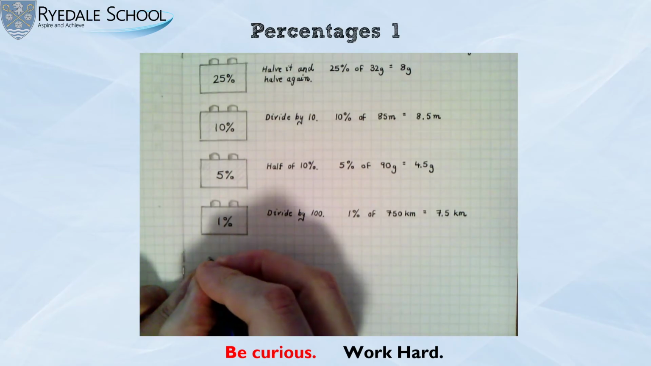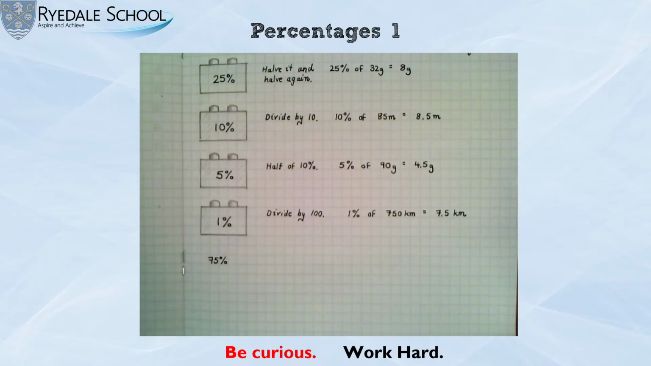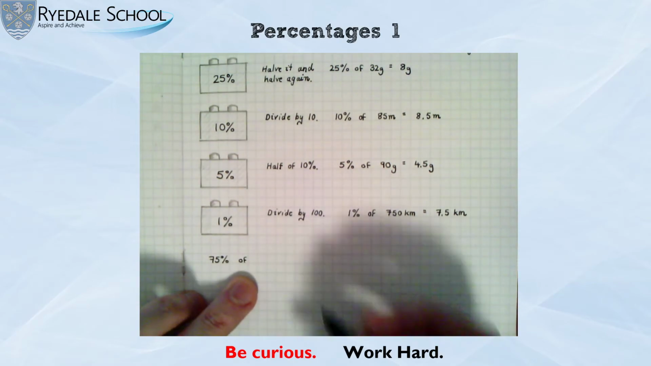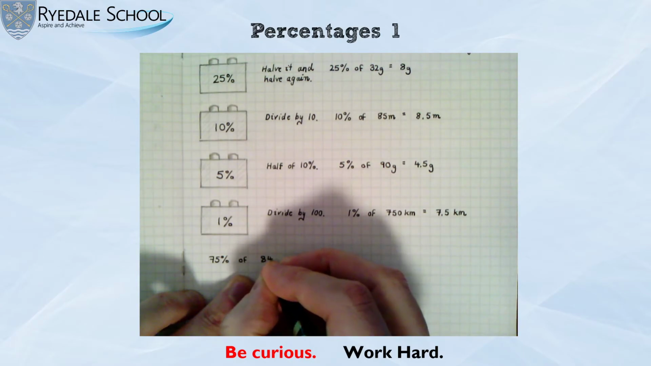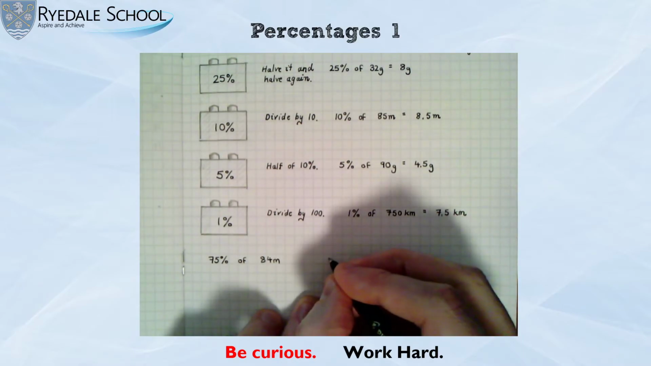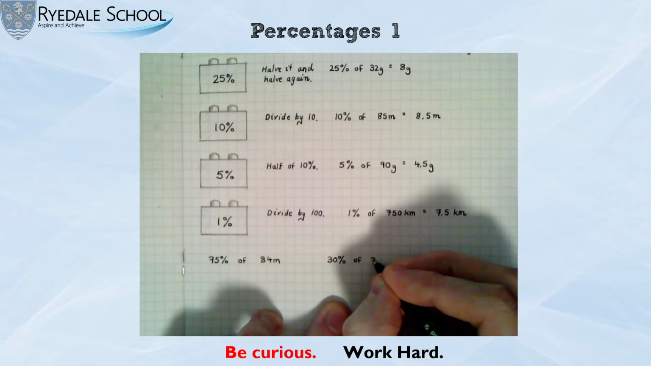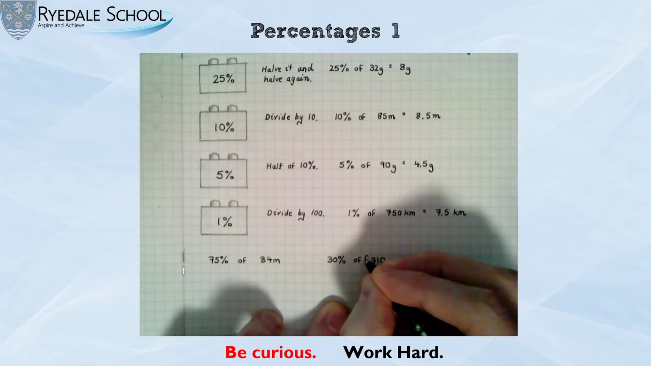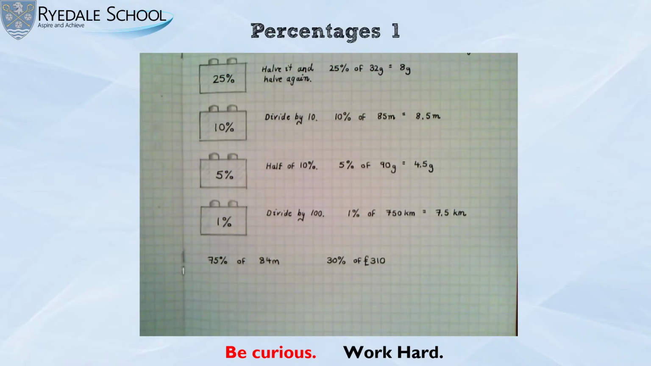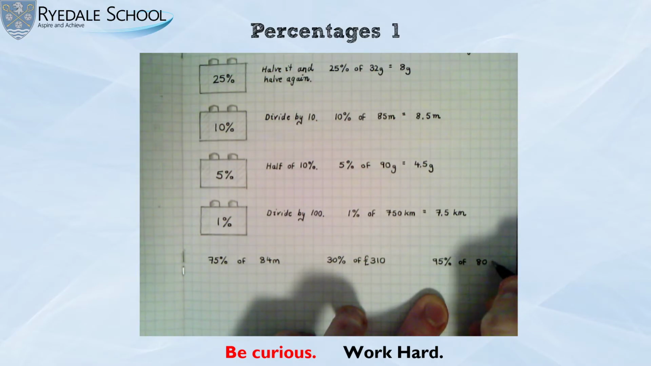And I'm going to do a further 3 examples. So I'm going to do 75% of, let's do 84 meters. And I'll show you how to do that in a moment. And let's have 30% of 310 pounds. And let's do a really nasty one. 95% of 800. And let's have grams for that one.